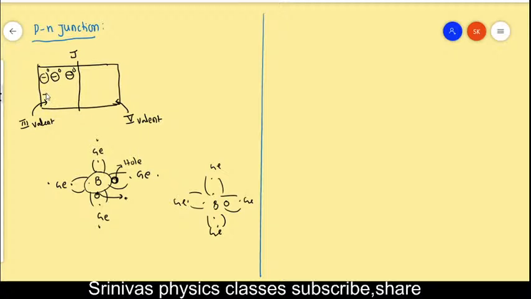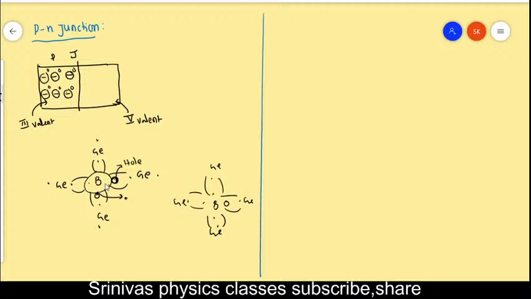Why are we writing the hole here? I will explain very carefully. You have to listen. This is the p-type semiconductor, because when a trivalent impurity is added to the semiconductor, it becomes p-type. On the other side, we are adding the pentavalent impurity. So why are we giving this negative sign plus hole?